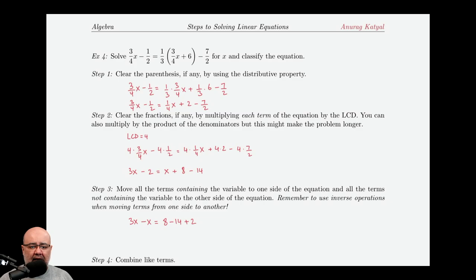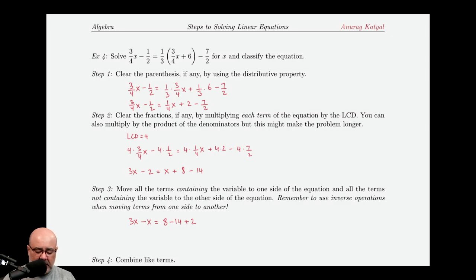Next, we look at two examples, example 4 and example 5, where we'll have linear equations, but we'll be solving them with fractions involved. So just as we've done in the first three examples, we always deal with parentheses first. If there are any in the problem, we must clear them by using the distributive property.